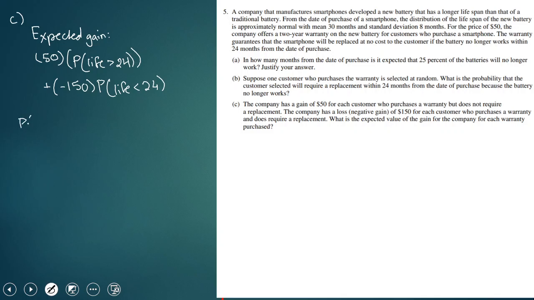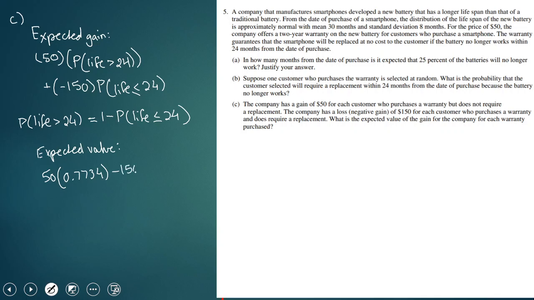And so it's important to realize that the probability that life is greater than 24 is equal to just 1 minus the probability that life is less than or equal to 24. And so my expected value is 50 times the value that we calculated. So this first part is going to be 1 minus the value that we calculated, so it's going to be 0.7734. And then minus 150 times the value we did calculate, which is 0.2266. And so in the end, we get 4.68. All right, and so that is question 5.